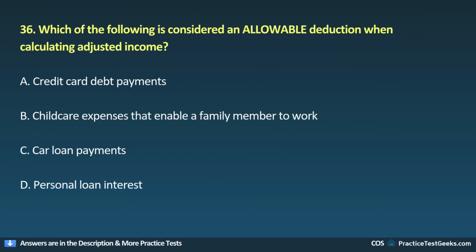36. Which of the following is considered an allowable deduction when calculating adjusted income? A. Credit card debt payments. B. Childcare expenses that enable a family member to work. C. Car loan payments. D. Personal loan interest.